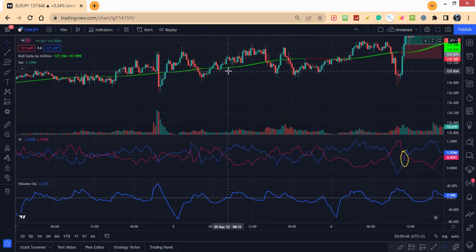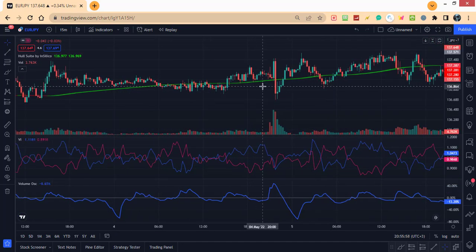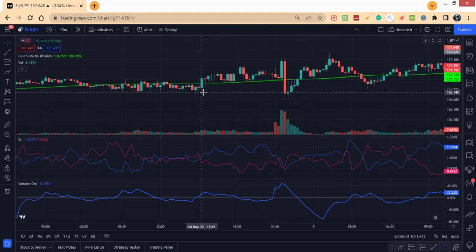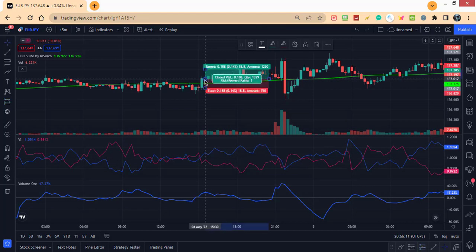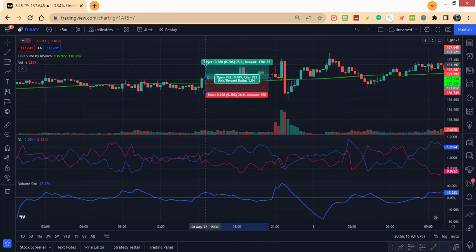So let's find another trade. We will first look for the volume oscillator to show above the zero line, and we will also see if there is a new crossover. If the crossover is not new, or if the volume oscillator doesn't go above the zero line, then we will not enter into the trade. So here we have a new crossover of the Vortex indicator, and also the volume oscillator is above the zero line, and the candles are also above Hull Suite. So that's a triple confirmation for us.